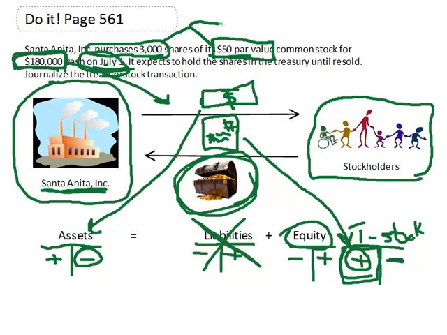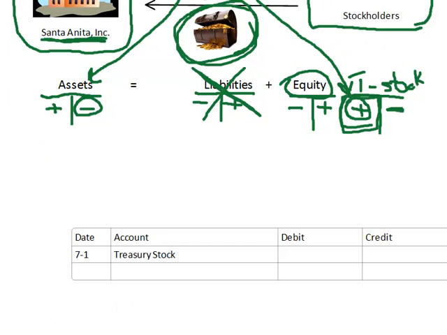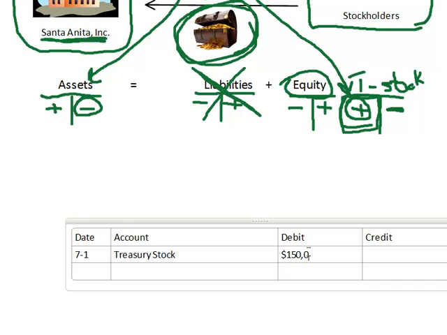Question becomes, is that significant? Because if you do that math, you're going to come up with $150,000. Is that significant? The answer is no, we don't really care at this point, because all we're doing is journalizing the treasury stock coming back, and at this point we're going to ignore the par value. So I'm going to debit for $150,000.